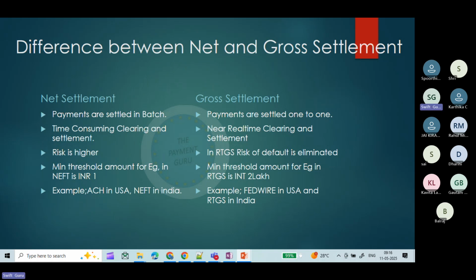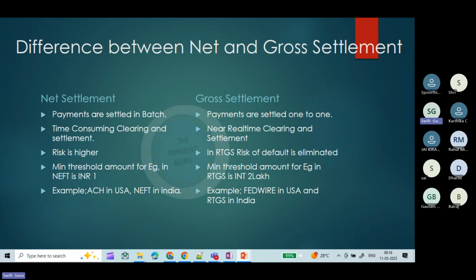The net settlement systems generally will have a minimum threshold amount as the base unit, the base single unit of that respective country. For example, in India, it's INR 1. If you want to make a fund transfer via NEFT, it should be rupees 1. But for gross settlement in India, it is 2 lakhs and above. Example, ACH in USA, NEFT in India. We have Fedwire in United States for the gross settlement, and RTGS in India, UAEFTS in the United Arab Emirates for the gross settlement.